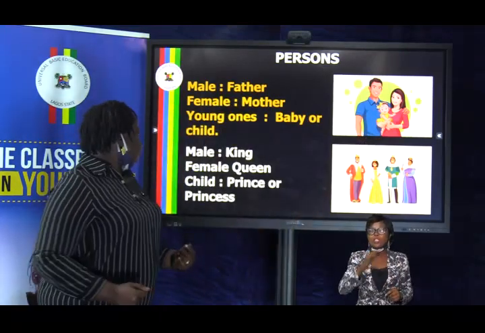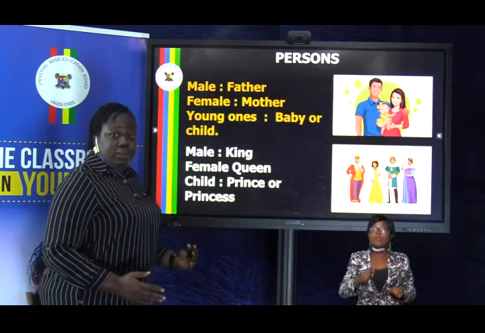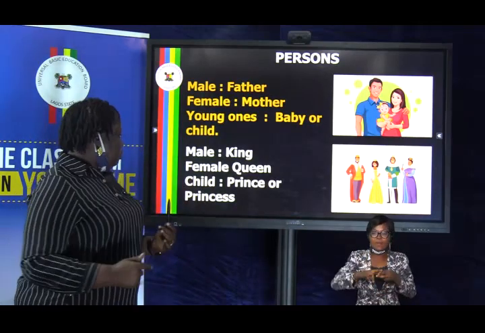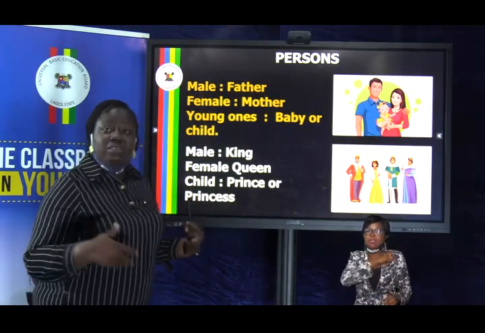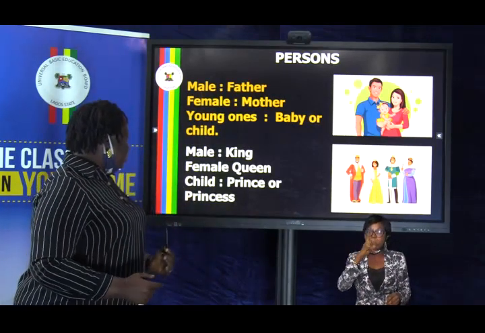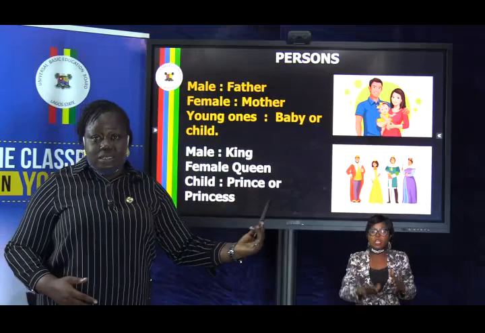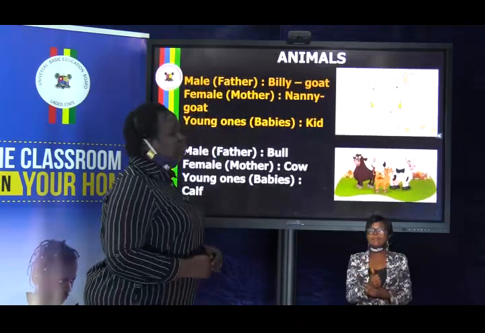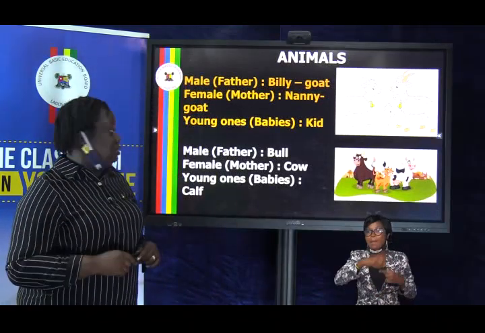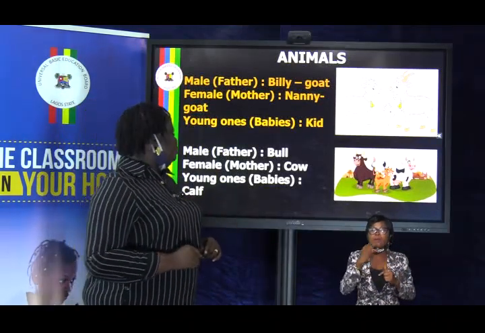They are related. We can also talk about the male being the king. When the male is the king, what will the female be? The queen, yes, the queen. Then the child will either be a prince or a princess. That is about persons. Now talking about animals.